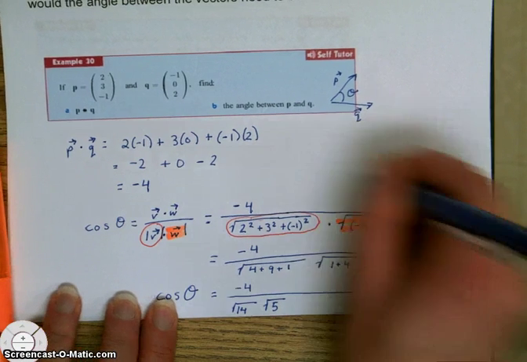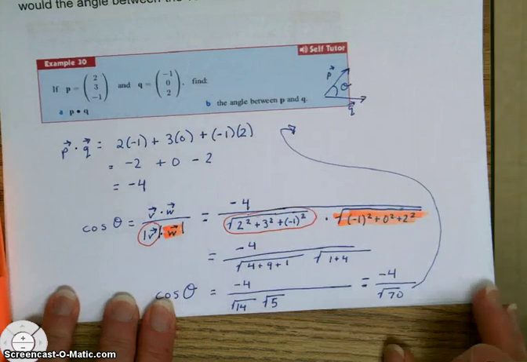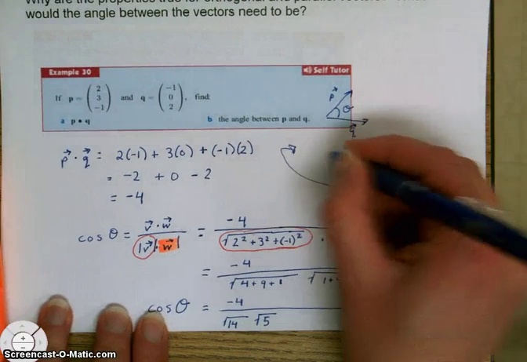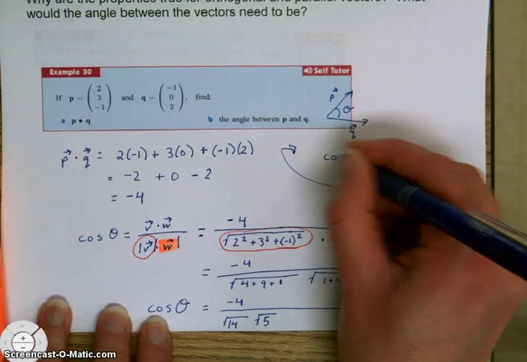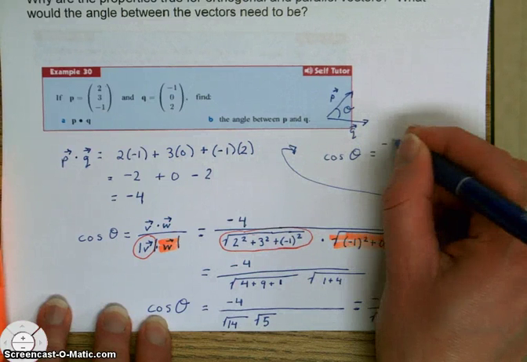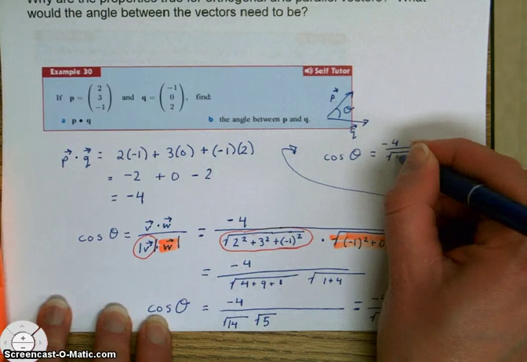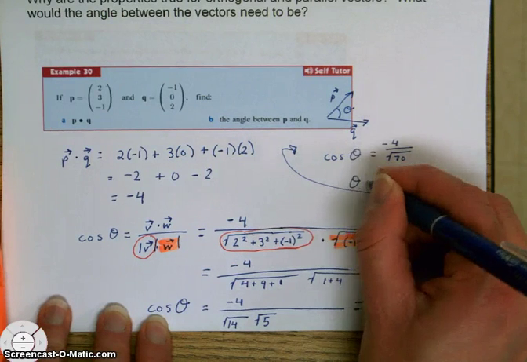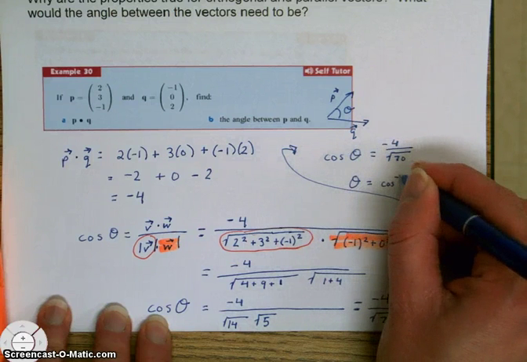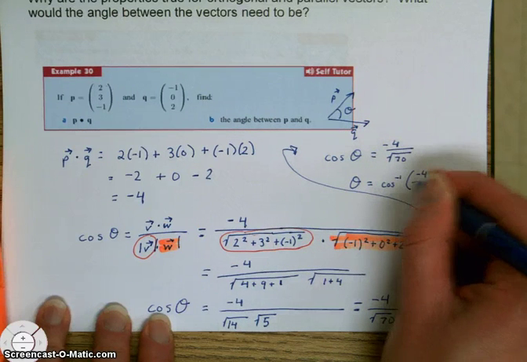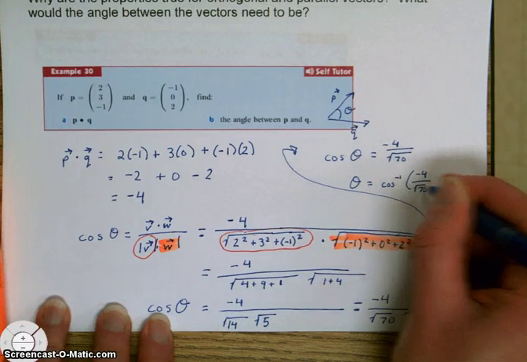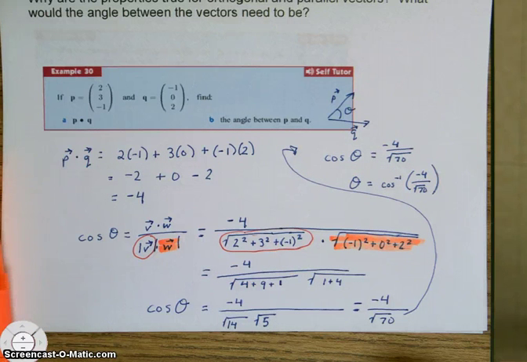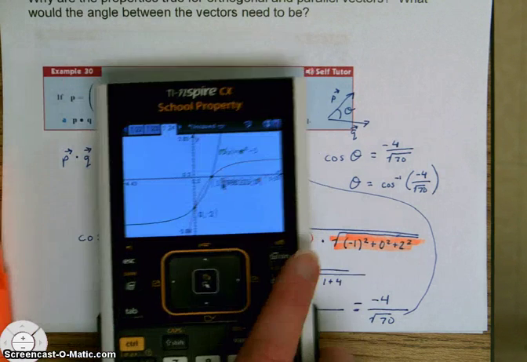Kind of running out of room, so I'm going to go up here. If the cosine of theta is equal to negative 4 over the square root of 70, then my angle is equal to the inverse cosine of negative 4 over the square root of 70. You just want to put that on your calculator. We're dealing with vectors, so we tend to deal with degrees. So when you do this on your calculator, let's get in degree mode.